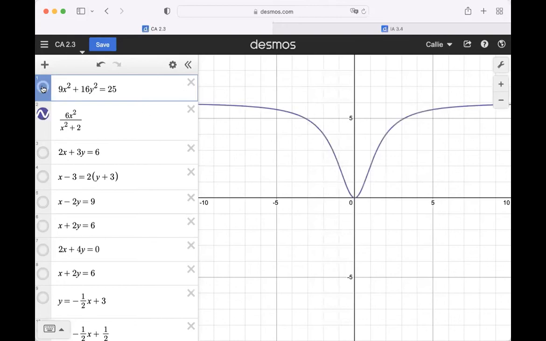The next graph was 6x squared over the quantity x squared plus 2. This is not going to be perfectly symmetric on the x-axis, the y-axis, and the origin, right? The test for the origin, if I'm looking at the graph, is I can turn it upside down and I have the same picture. So would we say that this graph is mirrored on the origin? If I flipped it upside down, would it be the same graph? No, right?